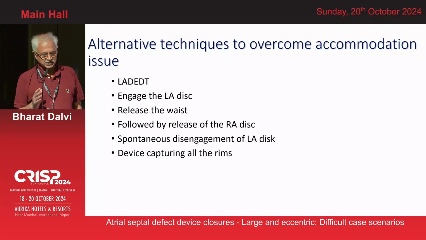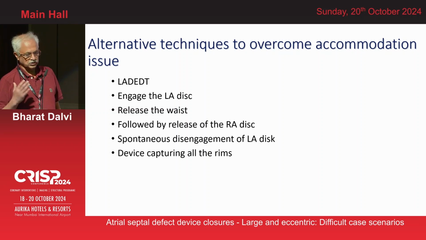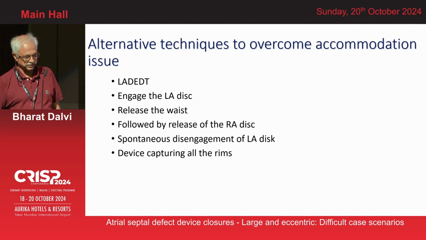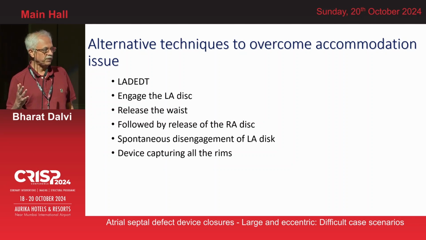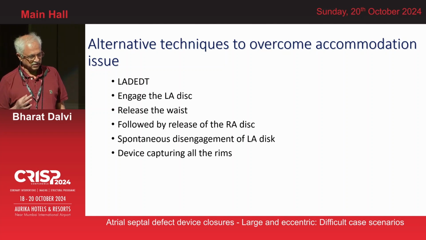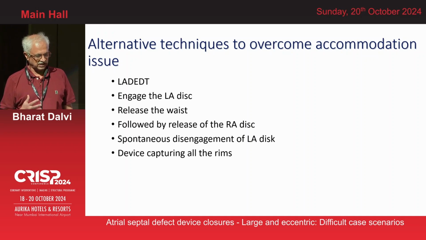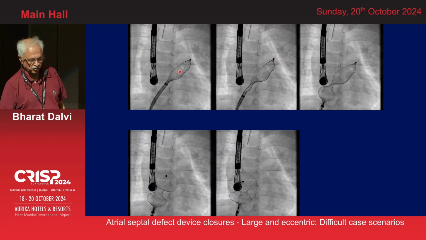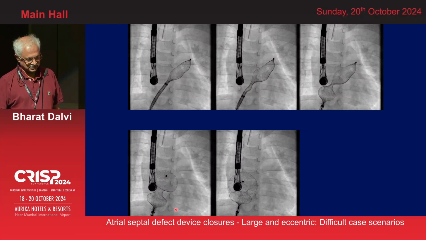In order to address this particular problem of accommodation, in 2013, we described a group of techniques called left atrial disc engagement-disengagement techniques. What do they mean? The principle underlying this group of techniques remains the same. You engage the left atrial disc, release the waist, followed by the release of the RA disc, which results in spontaneous disengagement of the left atrial disc, and the device captures all the rims very beautifully. So this is the engagement, release of the waist, release of the RA disc, and there is a spontaneous disengagement of the LA disc, and you can see that the device is beautifully sitting here.